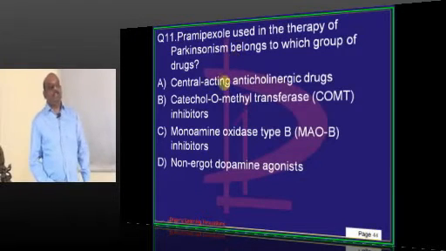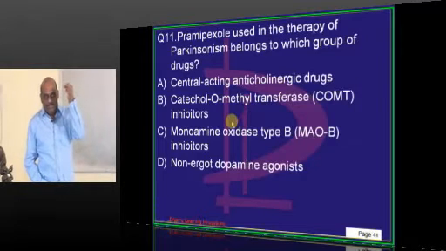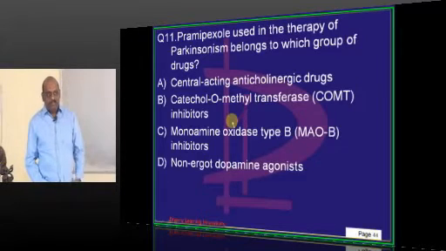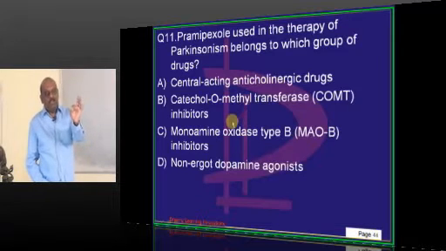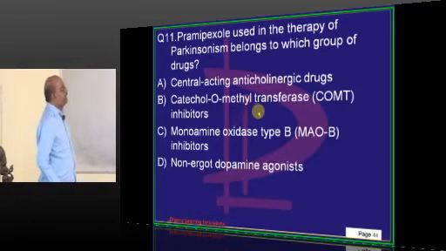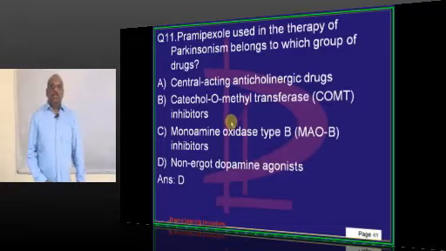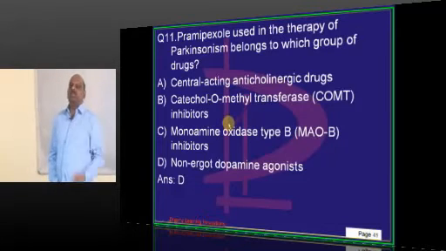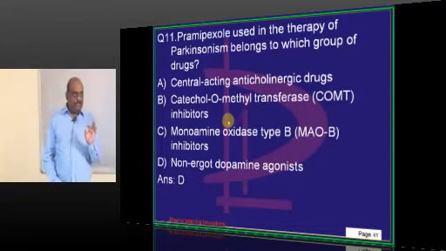Pramipexole is used in Parkinsonism drugs. Once more, doctor, look at the high yield topic list in pharmacology: Parkinsonism drugs is among the first 20 topics. And if you take general medicine also, in the first 30 topics Parkinsonism is the high yield area. So you must know the classification of the drugs. To treat Parkinsonism, you can give levodopa directly. One method.